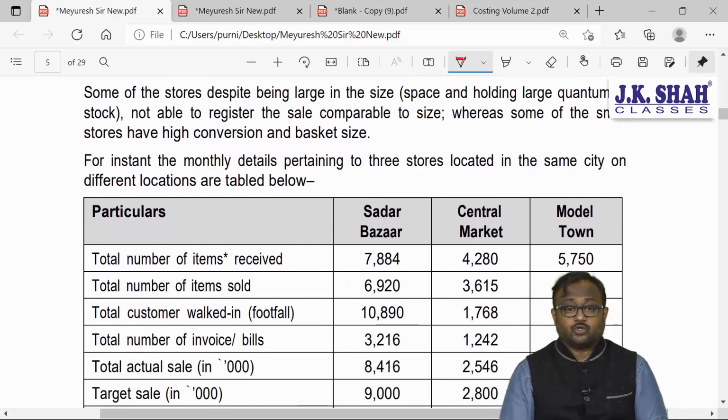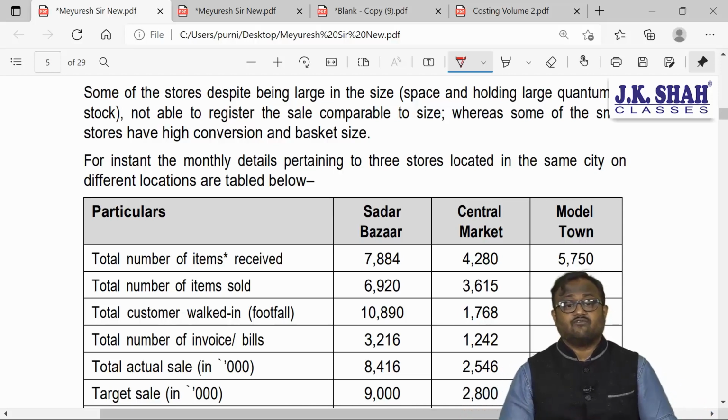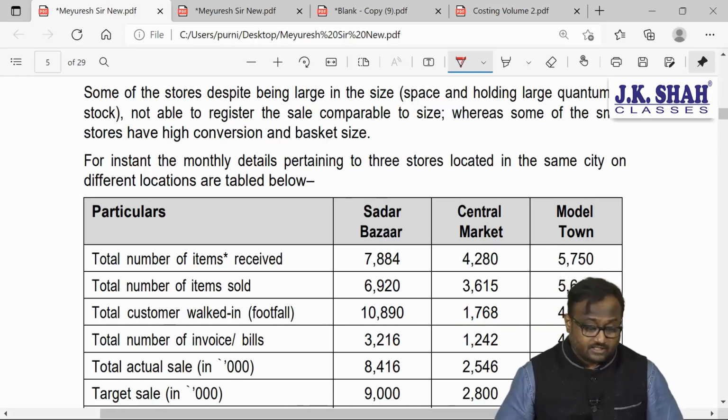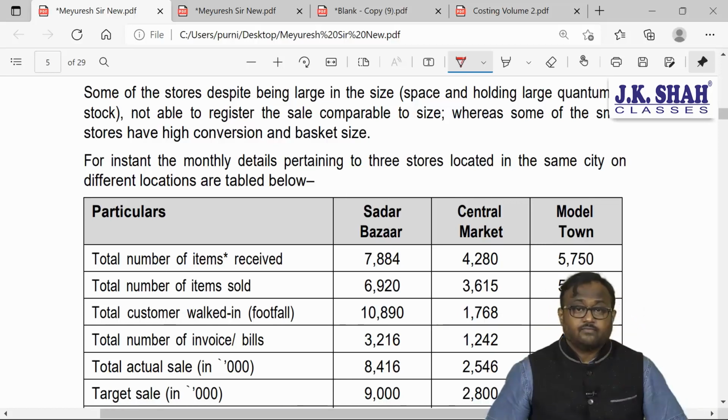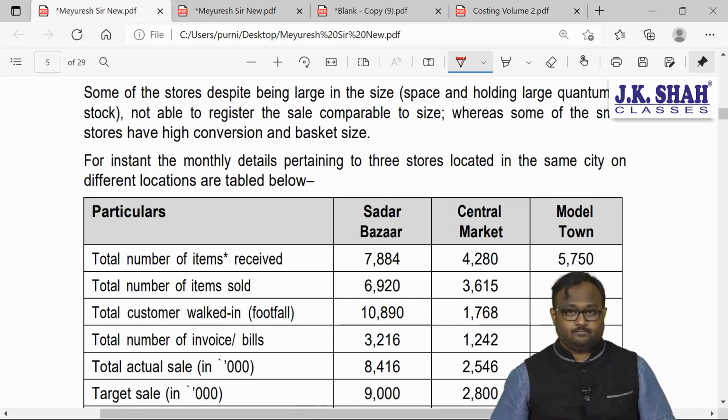Some of the stores, despite being large in size, are not able to register sales comparable to their size, whereas some of the small stores have high conversion and basket size. What do you mean by basket size? Basket size means the total number of items purchased by the customer at a time.